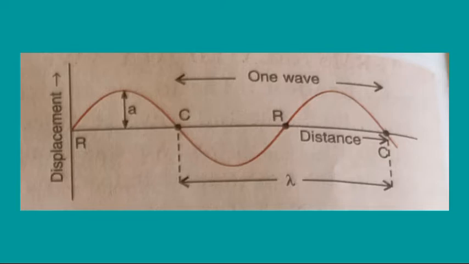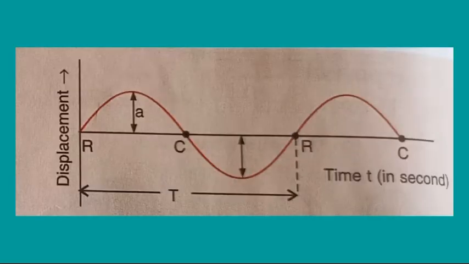A longitudinal wave is graphically represented by the displacement distance graph, as you can see in the picture. This graph shows the displacement of particles of a medium at different distances at the same time. Another way to represent a longitudinal wave is the displacement time graph, which represents the displacement of particles of the medium with time at a given position, as you can see in the given picture.